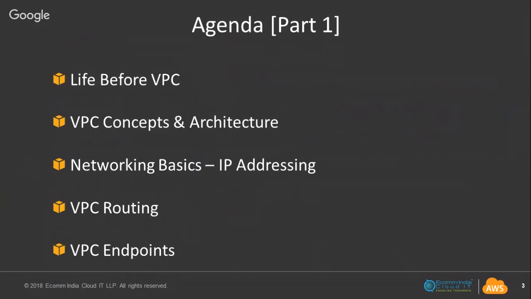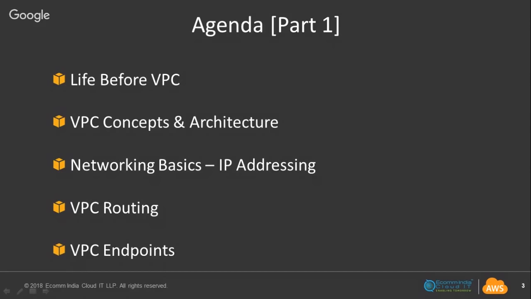Let me give you our agenda for today. We're going to take a quick look at how things were before VPC actually came into being, or what was the need for VPC. What does it solve? What are the new things that it brings into AWS? Then we'll look at all the actual VPC concepts: what is VPC and what are the different components that VPC has. We'll look at how the architecture for VPC is done, as in how you're supposed to build a VPC.